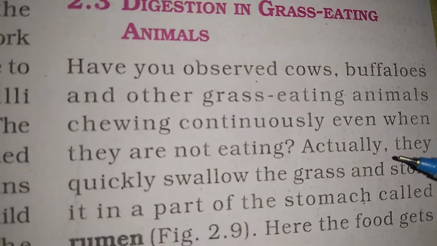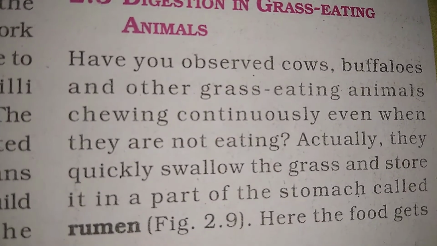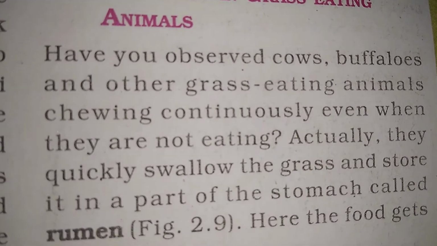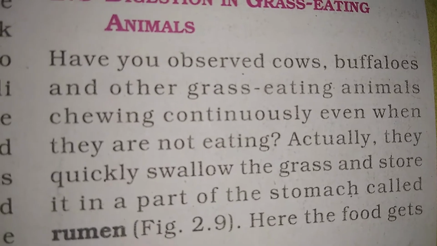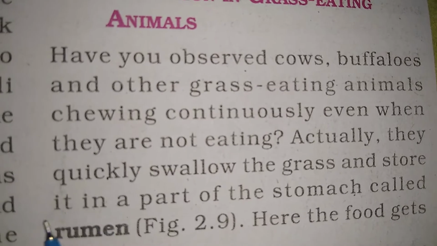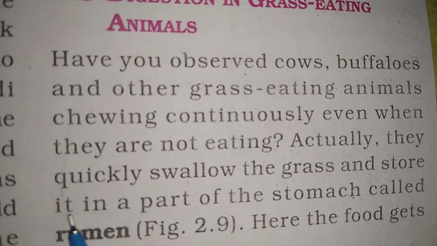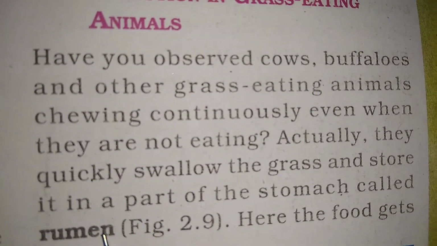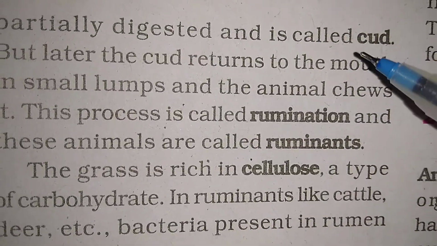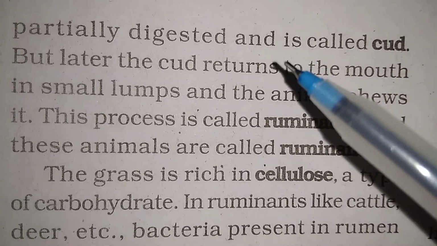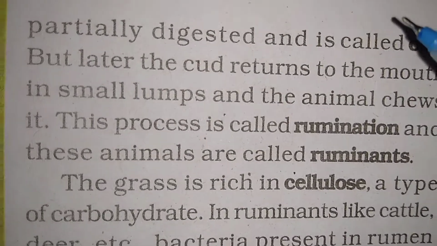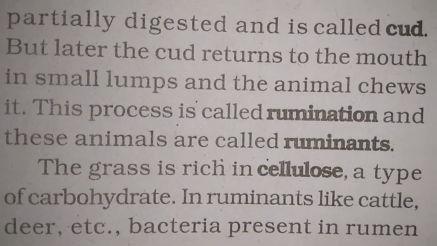Actually, students, they quickly swallow the grass and store the food in a part of the stomach called the rumen. So the rumen is the part of the stomach in which they store the quickly swallowed food, right? Here the food gets partially digested, and in the rumen partially means incompletely or half, right? That digested food is called cud.